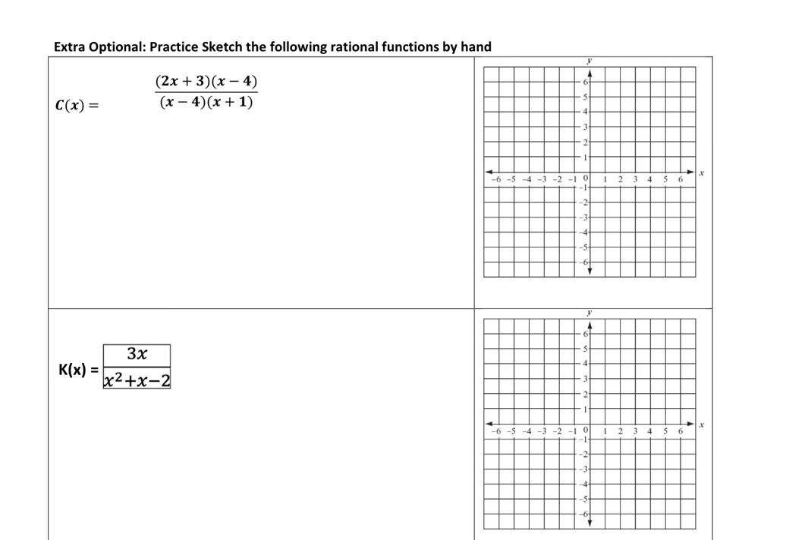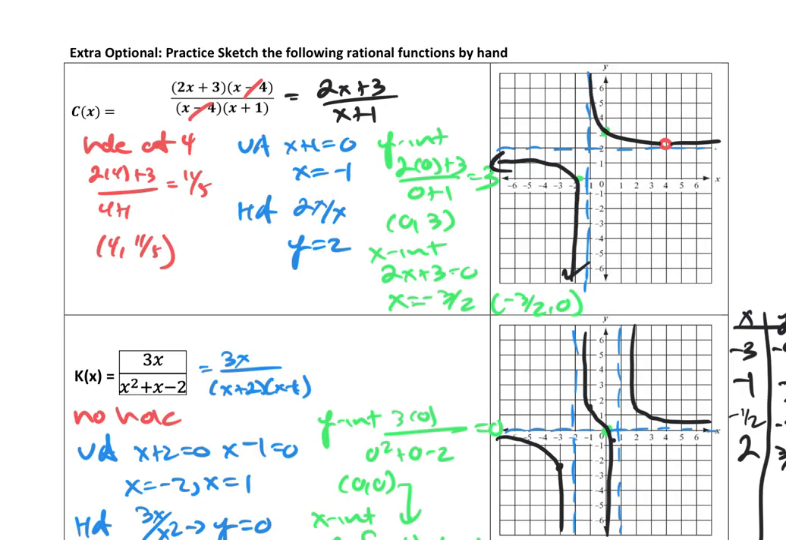Okay, so the first thing I did here was identify that we had a hole. I saw that x minus 4 is going to cancel out, so I simplified it to be 2x plus 3 over x plus 1.